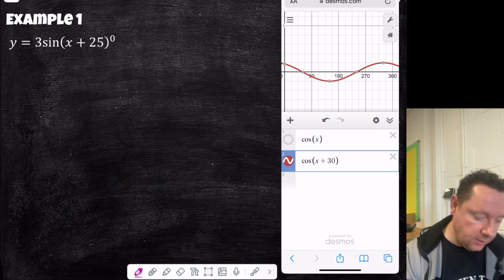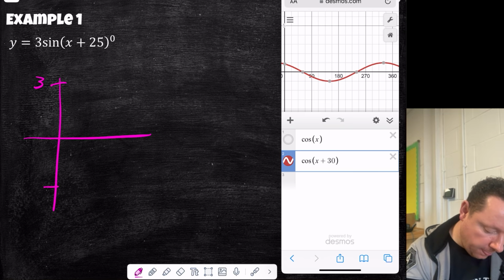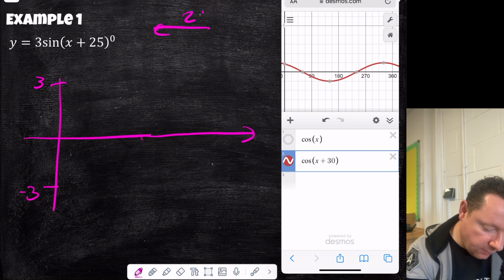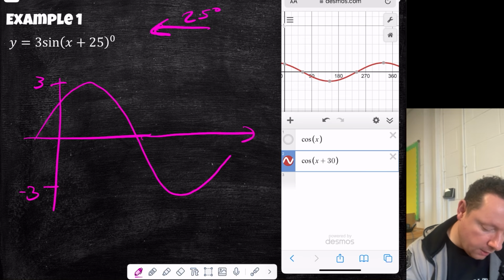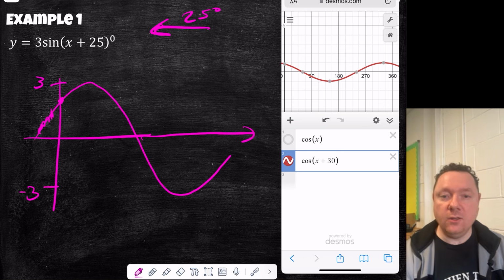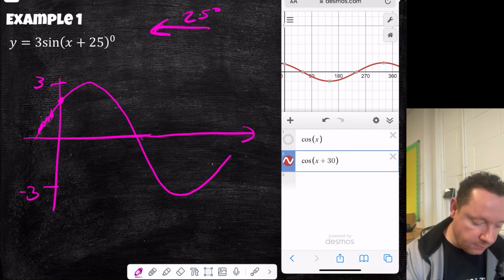Now, of course, we can combine these. So let's say we had the graph of 3 sine x plus 25 degrees. Then we know our max and our min is 3 and minus 3. And as a shift to the left by 25 degrees, because it's plus 25, it's going to rise up, fall down, and keep going. Obviously, this one we don't need, so we'll just delete it away. And it'll not get to 360 because 25 degrees earlier, it'll go past there.